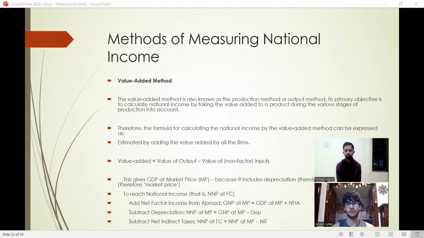Got it. So we just have to keep this in mind. We need to add the net factor income from abroad, which is the income from residents living abroad, and we need to subtract depreciation of the input for the production, and also subtract net indirect taxes, because indirect taxes are paid by the citizens of the country.